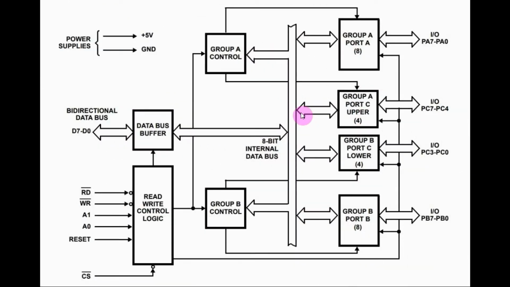A block diagram of the 8255 is shown here. These are the three ports: port A, which is a bidirectional 8-bit port, port B, again bidirectional, and port C is split into two parts, the lower part of port C and the upper part of port C, each being 4 bits wide. The data lines D0 to D7 are bidirectional, and they are interfaced with the data bus. The CPU can send a byte to one of the ports through these lines, or vice versa, a port can send a byte to the CPU.